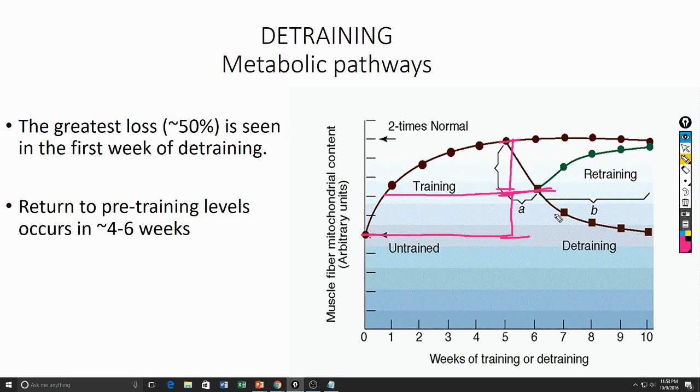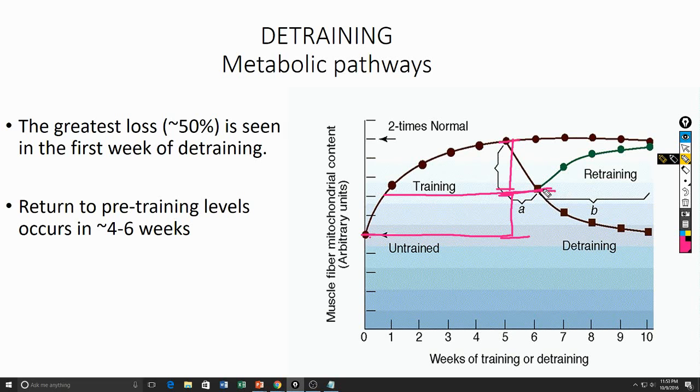This is not like muscle. This isn't muscle gain or anything. This is the enzymes relating to aerobic capacity, mitochondrial density, that sort of thing. So you lose it very fast.